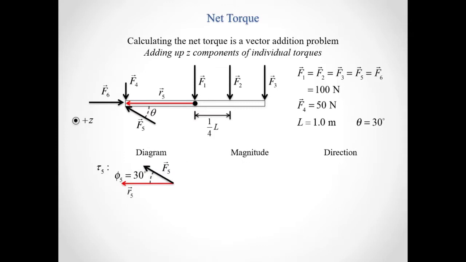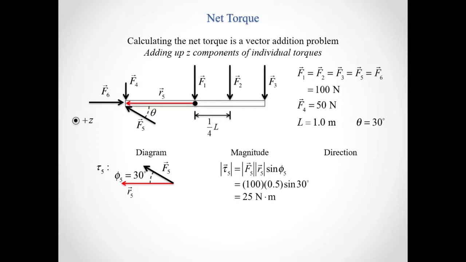Force 5. Well, of course, force 5 is the one that's not acting perpendicular to the rod, but I want to draw in the position vector, and what I notice is that the angle between those two, when I draw them from the same point, is 30 degrees. So here the phi in my sine term that I'm going to use to calculate the magnitude is theta. I go calculate that magnitude.